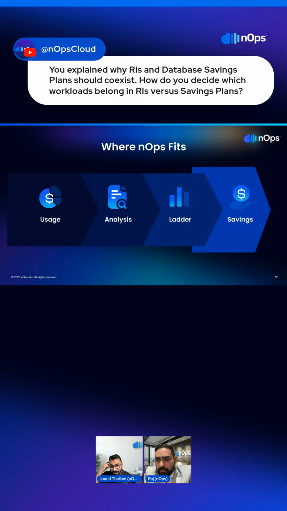So this is a nice question. You explain why RIs and database savings plans should coexist. How do you decide which workload belongs in RIs versus savings plans? Raj, you want to take this one? Yes, I can take it.